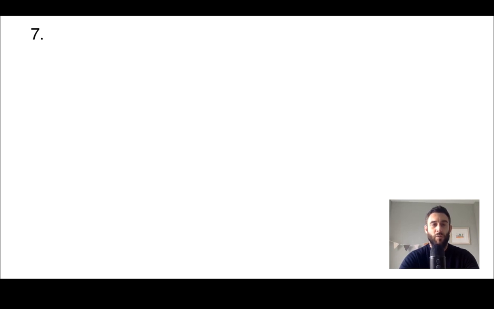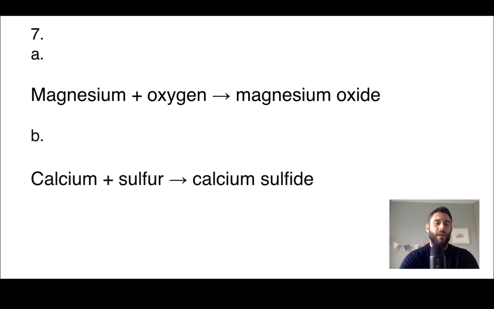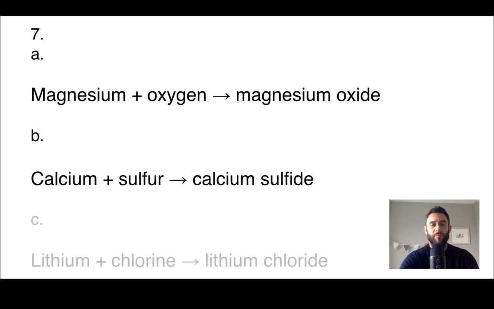Question 7, our word equations. Magnesium plus oxygen reacts to form magnesium oxide. Calcium plus sulfur reacts to form calcium sulfide. And 7c, lithium plus chlorine reacts to form lithium chloride. Now remember, there's a general rule here for naming compounds. When there's two elements combining, the ending is something "-ide." The metal keeps its name, and we just add "-ide" to the end of the non-metal.